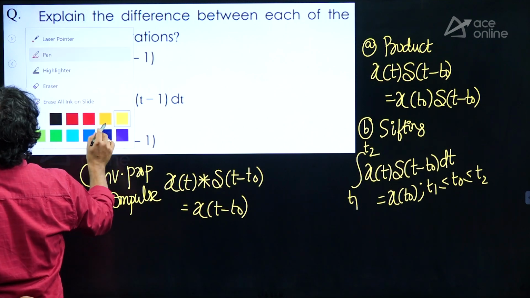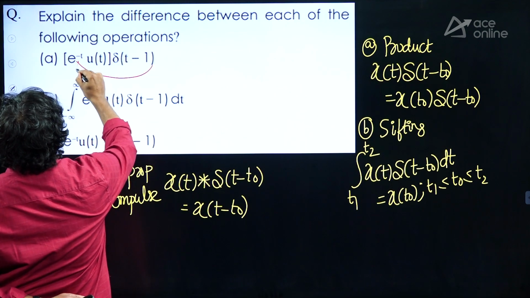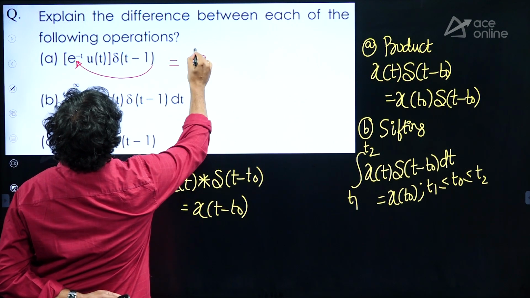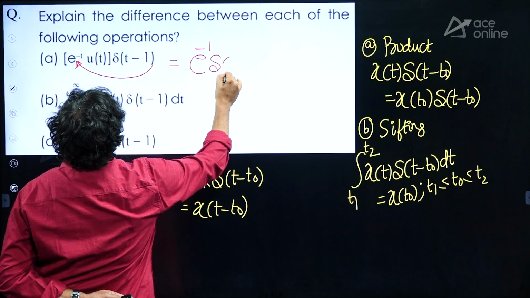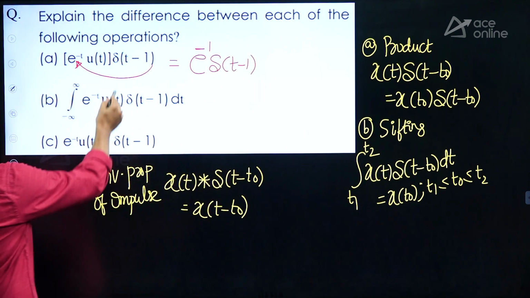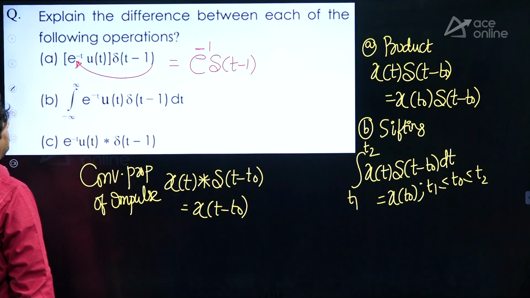So be careful when you are using these properties. First one is e power minus t u(t) into del of t minus 1. So it becomes e inverse into del of t minus 1. Directly replacing the function at that instant, e inverse into del of t.